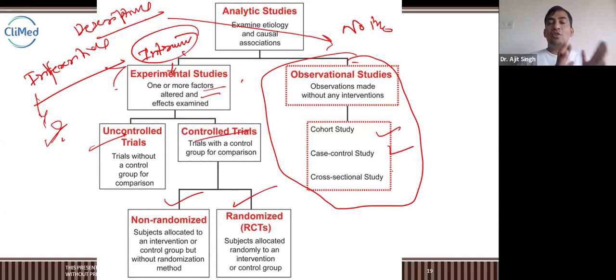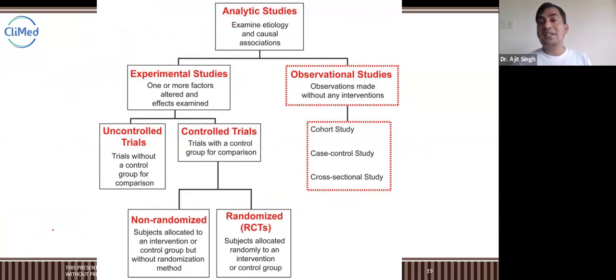So these are all interventional clinical trials, right? That's how you define the studies, and that's how you understand the research designs. So these are the research design types normally.